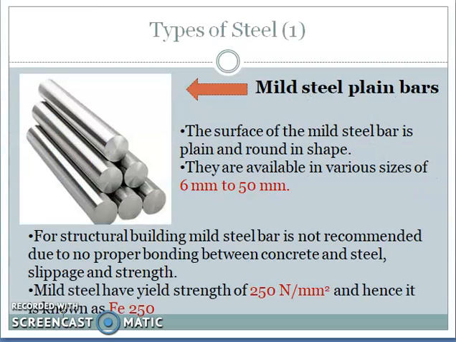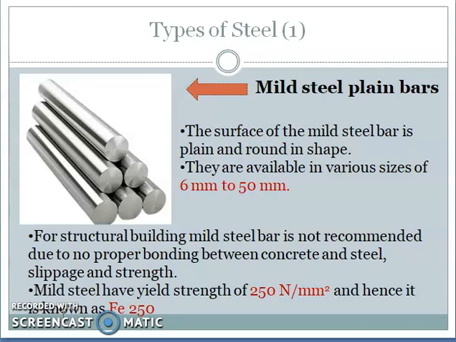This steel is available in different types. First is mild steel, that is mild steel plain bars. As you can see in the picture, these are steel bars but which are plain, which has a very plain surface, and these are available in the market in different sizes depending on the diameter of the bar, starting from 6 mm to 50 mm.